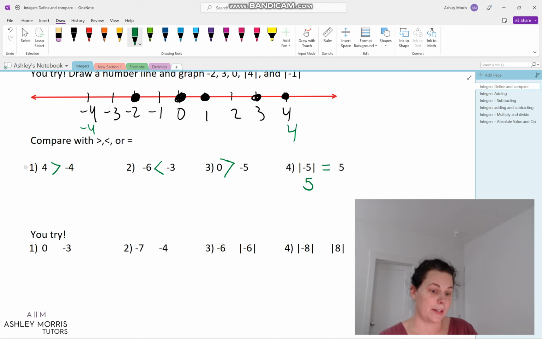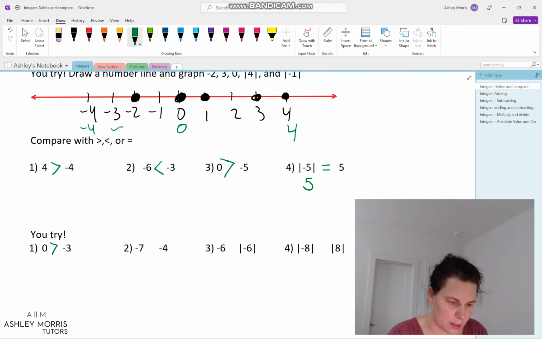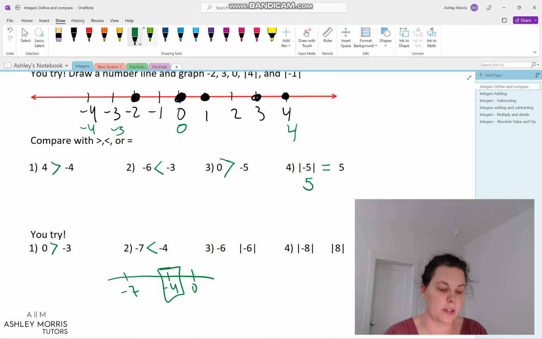Pause, you try. All right, so 0 or -3. Would you rather have 0 or owe me 3? I'd rather have 0, so the 0 is bigger. Look, here's the 0 and here's the -3. So the 0 is on the right. -7 and -4. If I'm looking at it from a money standpoint, would you rather owe me $7 or would you rather owe me 4? I'd rather owe you 4. And if we look at our number line, here's 0, here's -4, -7's over there. This is the bigger number because it's on the right.